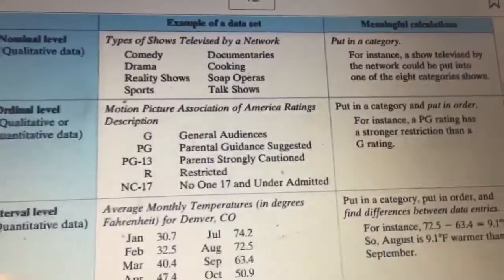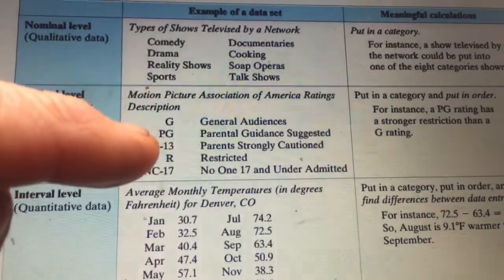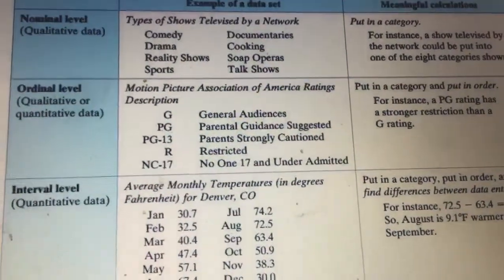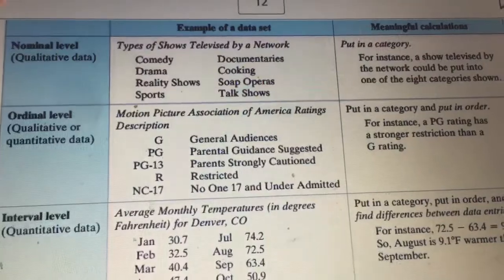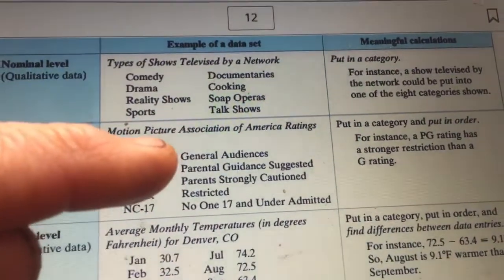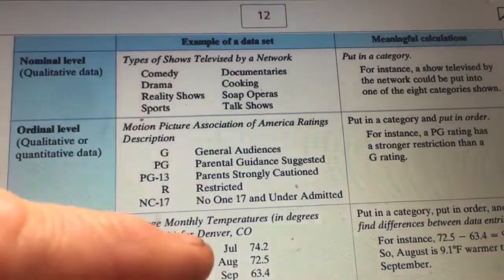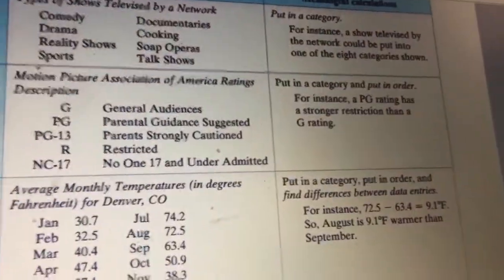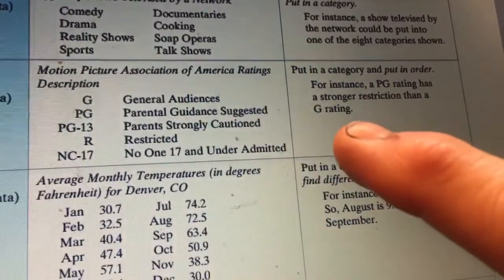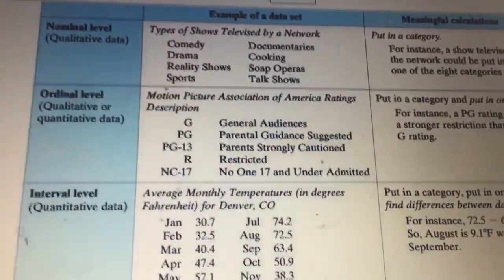Okay, ordinal. Here we've got motion pictures, and look, we've got general, PG, PG-13, R, and then NC-17. These are in order. See how there's an order to them? With general, anybody can go, but they get more restricted as you go on. So they're in categories that are ordered. A PG rating has a stronger restriction than a G rating, so there are stronger restrictions the further down you go.